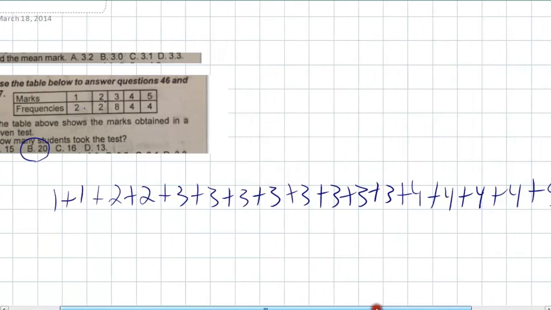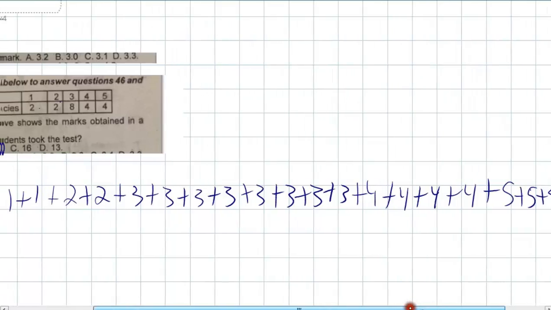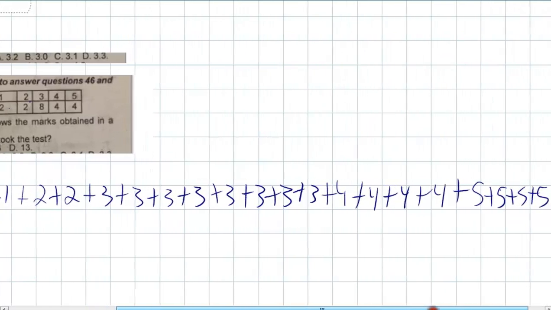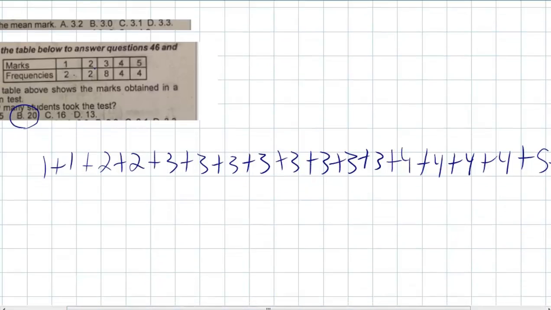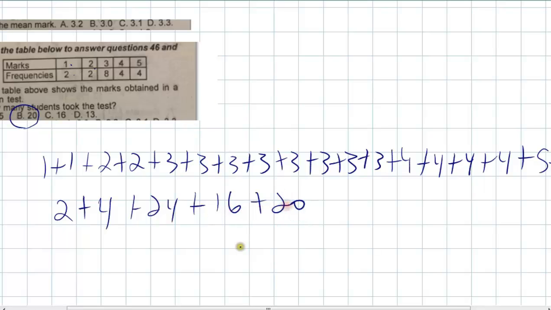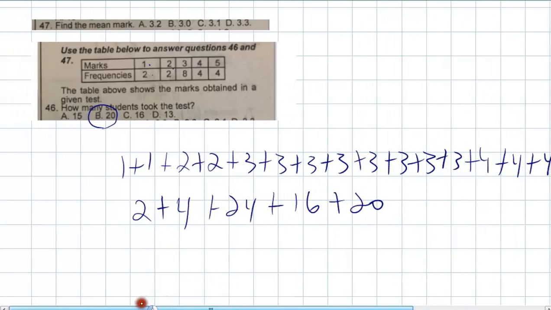Okay, so an easier way to add all of these up, instead of just trying to go straight down and add all of these numbers, is you can just multiply each mark by its frequency. So 1 times 2 is 2, and 2 times 2 is 4. 3 times 8 is 24, 4 times 4 is 16, and 5 times 4 is 20. Okay, and then we would add all of these up.